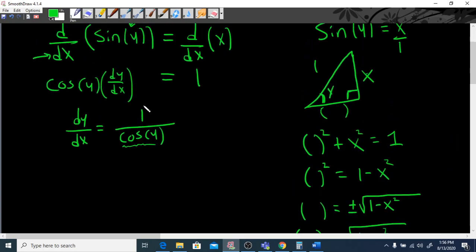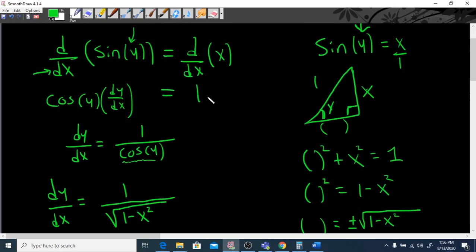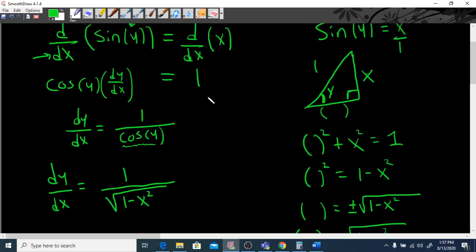All right, so there we go. We get dy dx equals 1 over the square root of 1 minus x squared, which is pretty crazy. I did not expect this result when I first encountered this function and first learned this material. Pretty crazy result, if you ask me. So good, there's that.